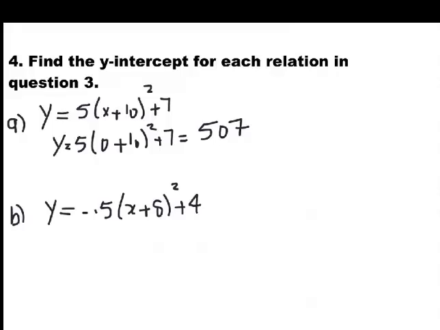For the second one, again, I'm going to get negative 0.5 times (0 + 8) squared plus 4. 0 plus 8 is 8, squared is 64, times negative 0.5 is negative 32, plus 4 is negative 28.